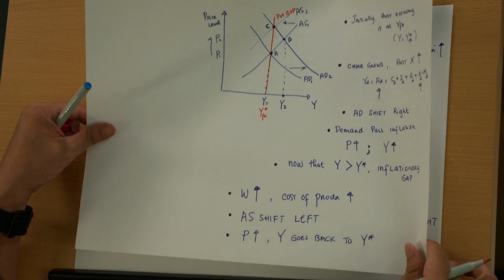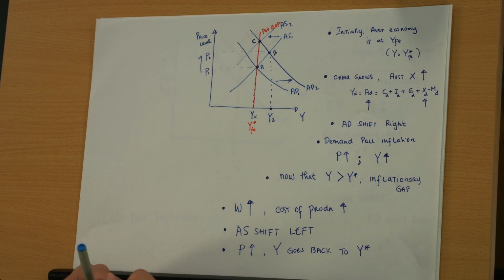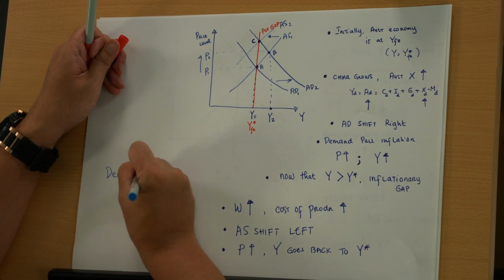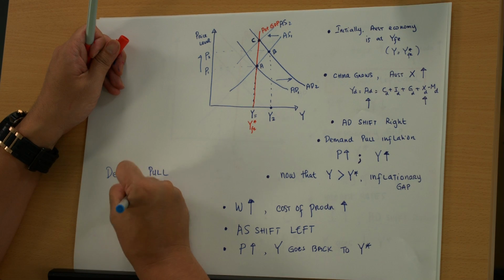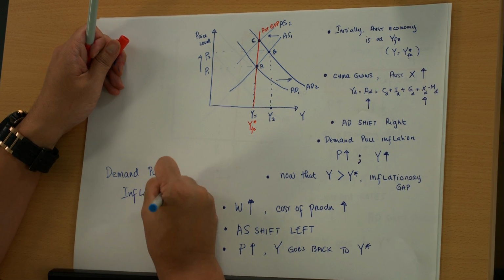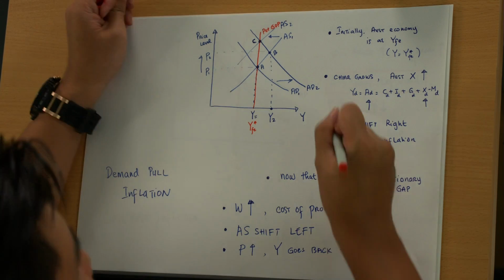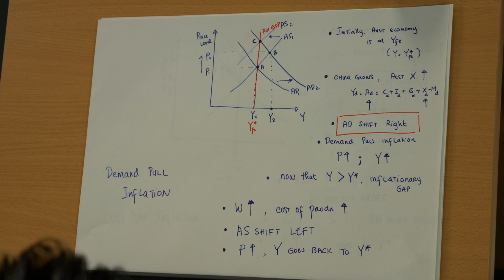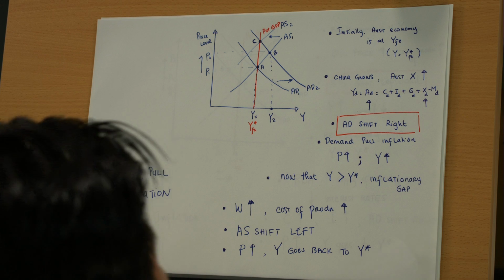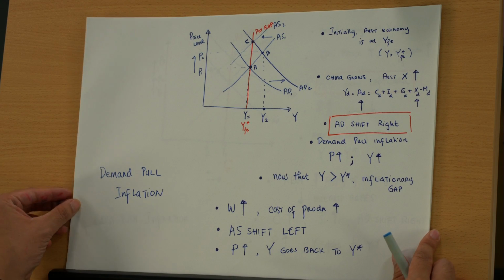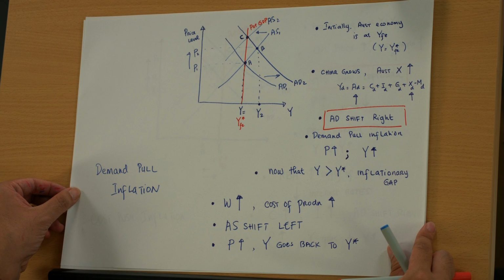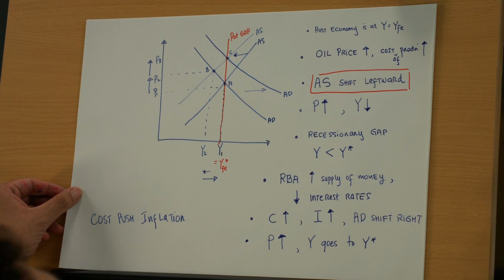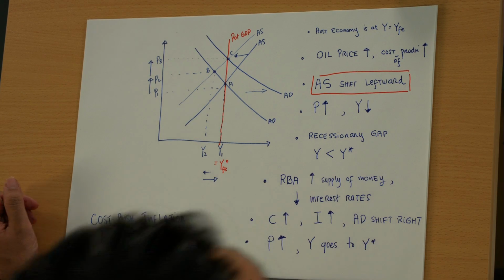The other one that we did is demand pull inflation, which is caused by AD shifting to the right, an increase in the AD. Demand pull inflation. Cost push inflation.